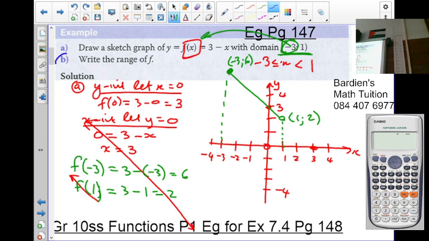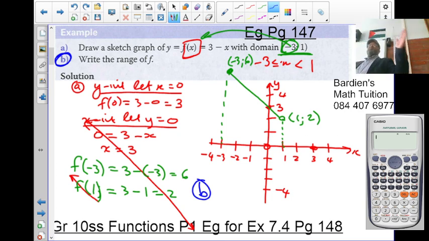Let's look at B. B says, write down the domain of this graph, the range of this graph. So what is range? All possible y values. Now we always read the range from negative infinity to positive infinity. Likewise with the domain. Domain you read from the negative infinity to positive infinity. Okay? We always read it from left to right or from bottom to top. Okay? From negative to positive.